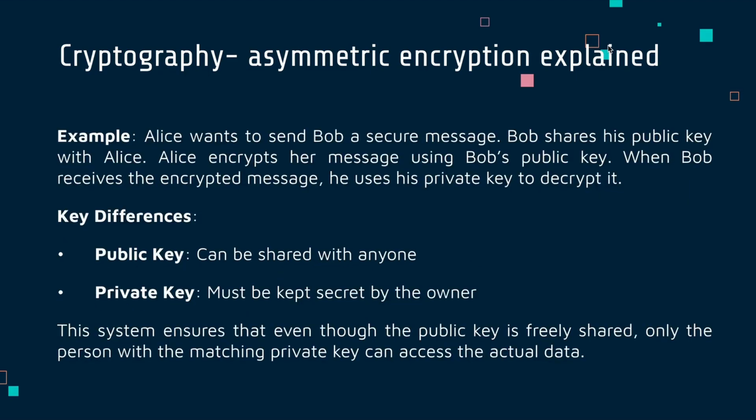Here's an example. Alice wants to send Bob a secure message. Bob shares his public key with Alice. Alice encrypts her message with Bob's public key. When Bob receives the encrypted message, he then uses his private key. He didn't share the private key with Alice. It's his private key to decrypt it. So he goes, sure, Alice, you want to send me something? Here's the public key. I'm going to hang on to the private key. Public key, everyone. Private key must be kept by the owner. This ensures that even though the public key is freely shared, only the person with the matching private key can actually access the data. That's asymmetric encryption.